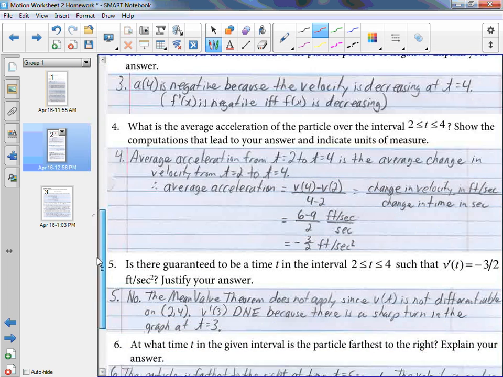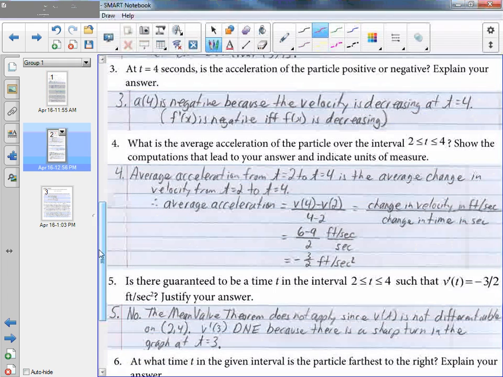All right, number 5. Is there guaranteed to be a time t in the interval from 2 to 4 such that v prime of t equals negative 3/2 feet per second squared? So in other words, we found that the average acceleration from 2 to 4 is negative 3/2. Does the acceleration have to equal that somewhere between 2 and 4? You'd think so, wouldn't you?